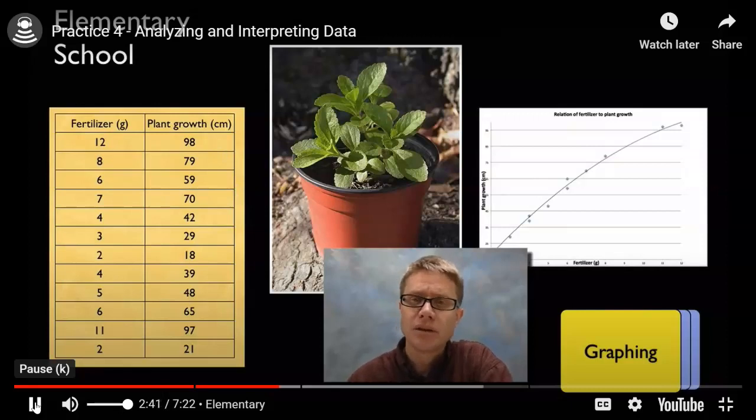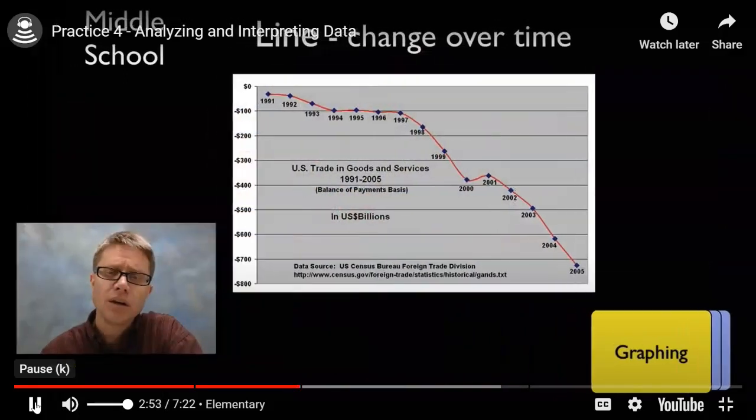Graphing would be important at the elementary level. I think it's sometimes hard for students to figure out what kind of a graph should I use. And so you could give them quite a bit of scaffolding. You could say, I want you to graph it in a certain way at the elementary level. But as they move into middle school, you really want the students to do the graphing on their own.